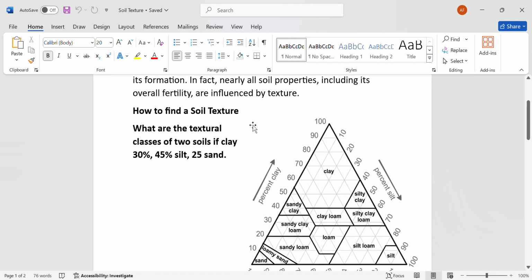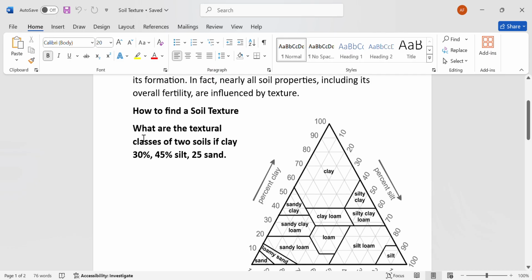The third question is how to find the soil texture. Basically, there are 12 different types of soil texture. For example, clay, silty clay, silt loam, clay loam, sandy clay loam, sandy loam, loamy sand, and sand.